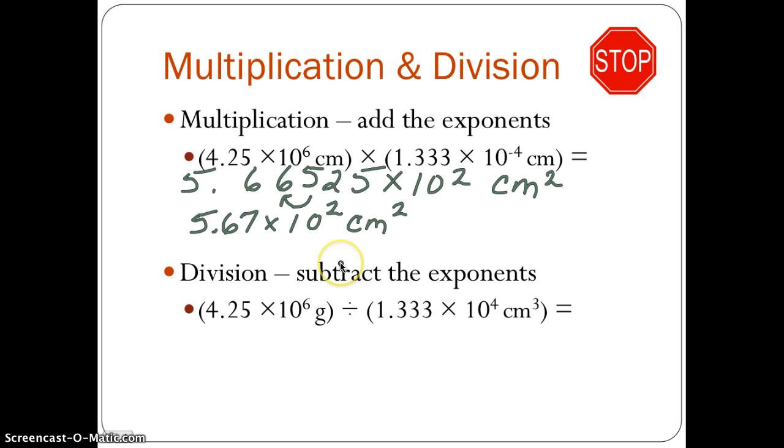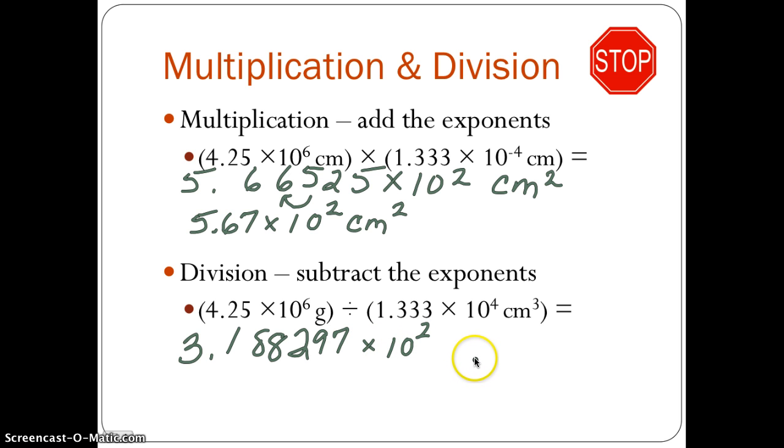Now if you do the division problem right here, you go ahead and you divide 4.25 by 1.333. Your calculator answer here is going to be 3.188. And I don't know how many places you have in your calculator, but I've got a few more, 297. Now, if you subtract your exponents, you've got 6 minus 4, and of course 6 minus 4 gives you an exponent of 2.